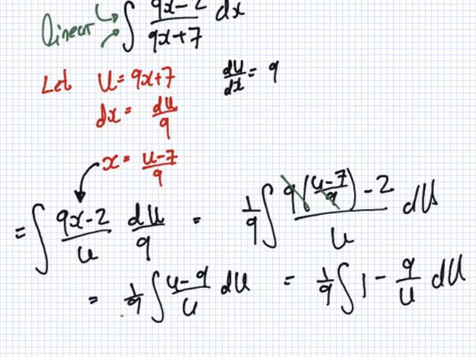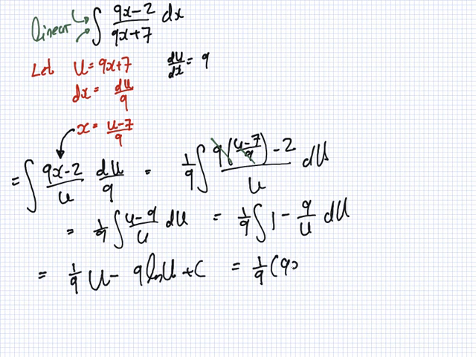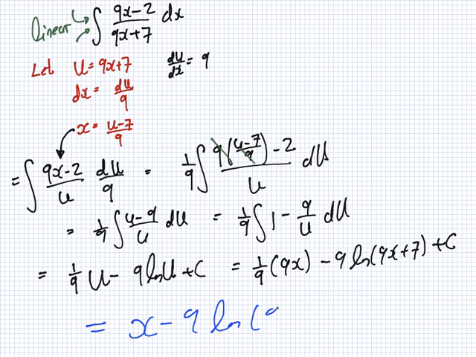So now this becomes 1 over 9 times (u minus 9 log u) plus c. So that becomes 1 over 9 times (9x, I don't care about the 7, minus 9 log of 9x plus 7) plus c. Or in other words, final answer is x minus 9 log of 9x plus 7, plus c. That's the answer. Okay, so write this example down.